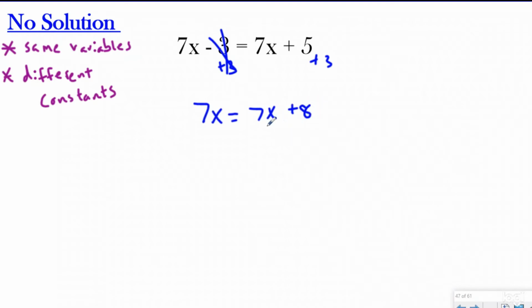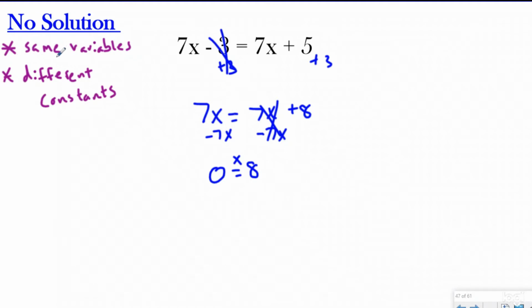So this is why it's important that you notice that there are the same variables but different constants. Because if I'm going to take away 7x here to make a 0, when I take 7x away from here, I'm left with nothing, and 0 does not equal 8, right? So I don't even have a variable to solve for because when I made a 0 over here, I accidentally made a 0 on the other side as well.